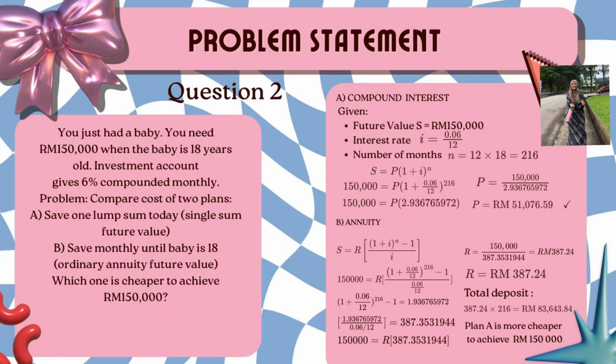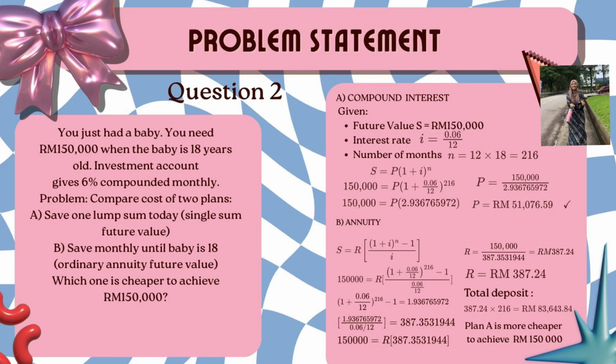First, calculate 1 plus 0.06 over 12 and raise it to the power of 216 to get 2.936765972. Subtract 1 to get 1.936765972. And now divide 1.936765972 by 0.06 over 12. That equals 387.3531944.